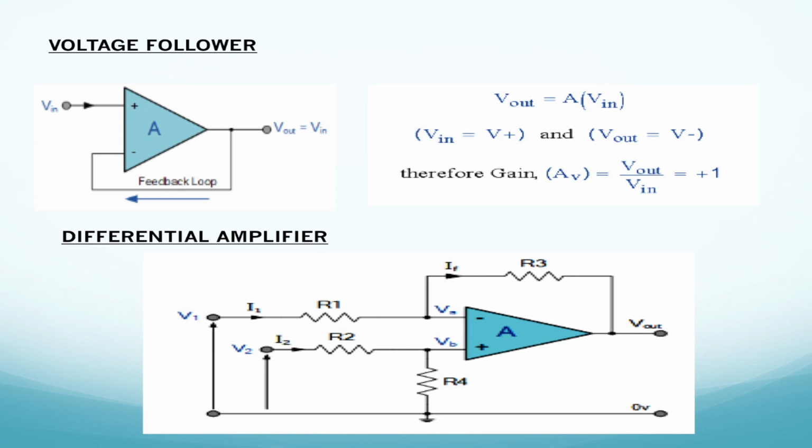I give a positive input, I get a positive output. I give a negative input, I get a negative output. This is called a voltage follower. Follower in the sense, whatever you give, the same thing will be at the output terminal. Now this is going to be called a voltage follower.